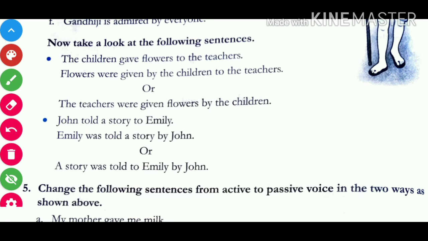There are two possibilities. Why? Because we have two objects over here. That is why there is the possibility of formation of two passive voices. John told a story to Emily. So Emily was told a story by John, या फिर a story was told to Emily by John. Okay, so this is how the changes take place.